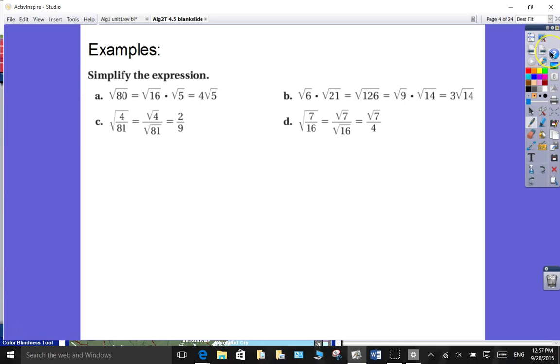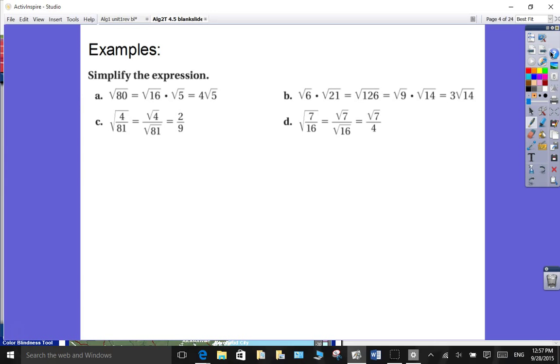So here's some examples. On the letter A, the square root of 80. Again, you have to think, is 80 a perfect square? And if you know your multiplication tables, you say, no. I mean, perfect squares. Do you know the perfect squares? Is 80 one of them? No. So you say, okay, if 80 is not a perfect square, does it have any factors that are? And you could just start going down, think of the perfect squares.